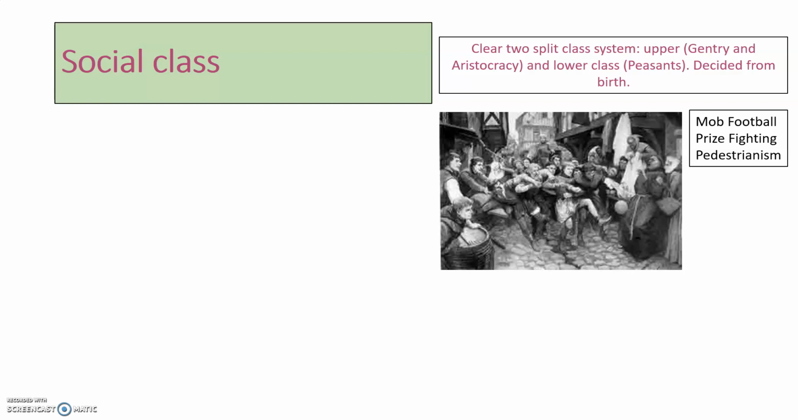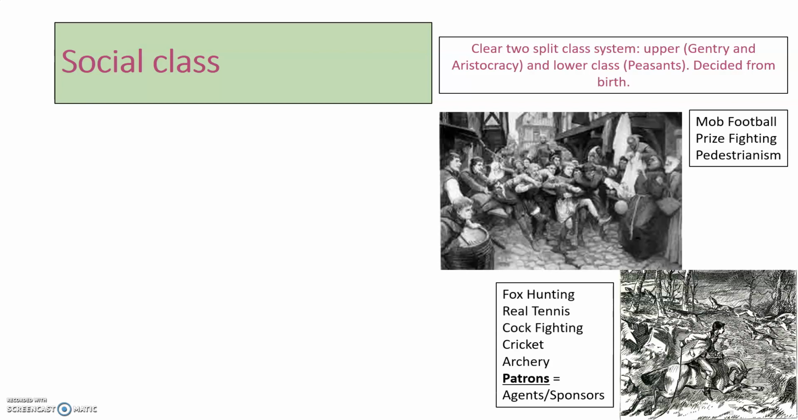If you look at mob football in particular, 100 to 500 people may have taken part in that event alone. It would often have been chaotic, hostile, and violent. Whereas the gentry class, the upper class, would have been playing sports that required things like horses, so often things like fox hunting. They would have needed sophisticated equipment, for things like real tennis and cricket, and there would have been some military influence there as well. They would have taken part in things like archery.